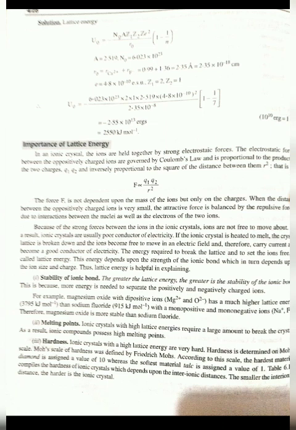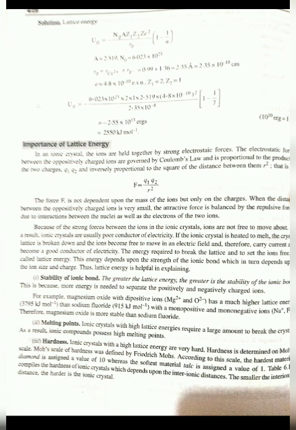Thus, lattice energy is helpful in explaining, first, stability of ionic bond. The greater the lattice energy, the greater is the stability of the ionic bond. This is because more energy is needed to separate the positively and negatively charged ions. For example, magnesium oxide with dipositive ions Mg²⁺ and O²⁻ has a much higher lattice energy, 3795 kJ per mole, than sodium fluoride, 915 kJ per mole, with monopositive and mononegative ions Na⁺, F⁻. Therefore, magnesium oxide is more stable than sodium fluoride.